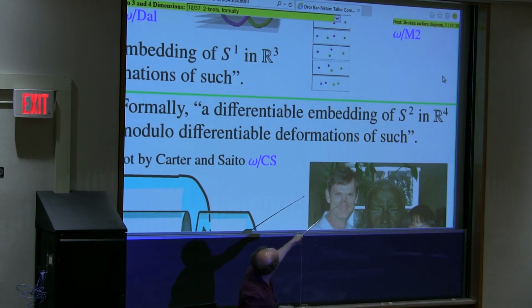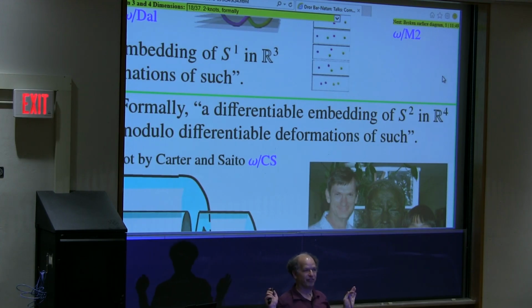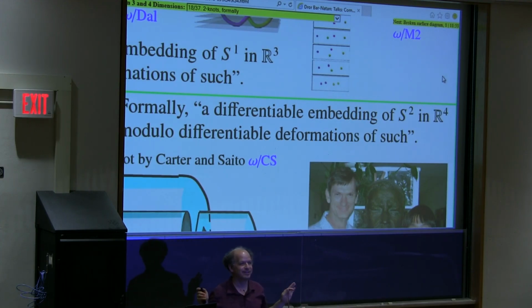So, a differentiable embedding of a sphere in R4, modulo that I declare that two are the same if I can reach from one to the other by a deformation within the space of such things. So the formal definition, is it clear?